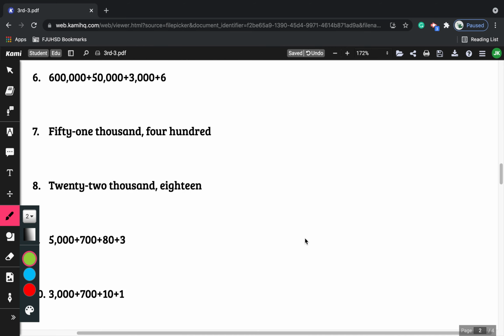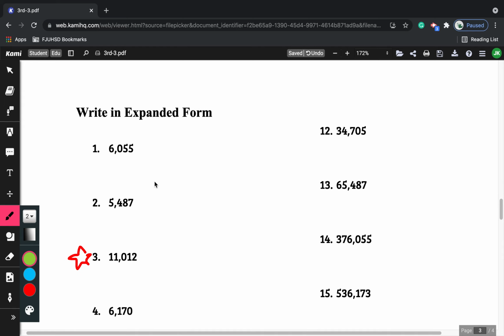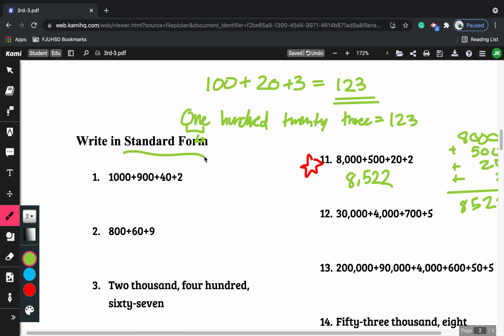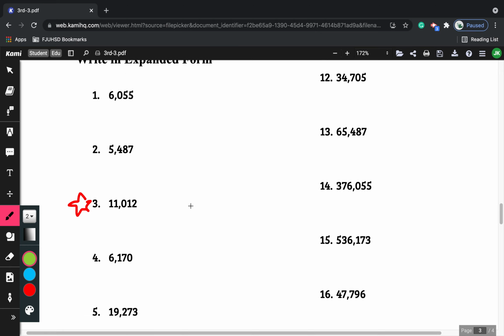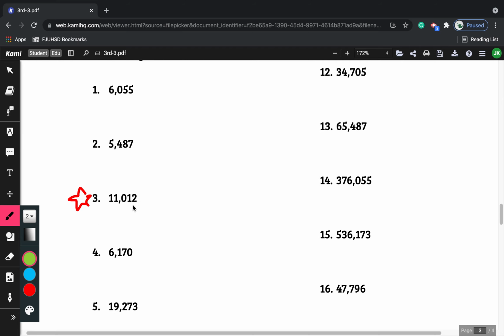Okay, moving on. The next one says write in expanded form. Expanded form is the opposite of standard form. If standard form means to make it simple, then expanded form means to write it out long. For expanded form, we have to look at each place value and add them. So let's start with the front here.